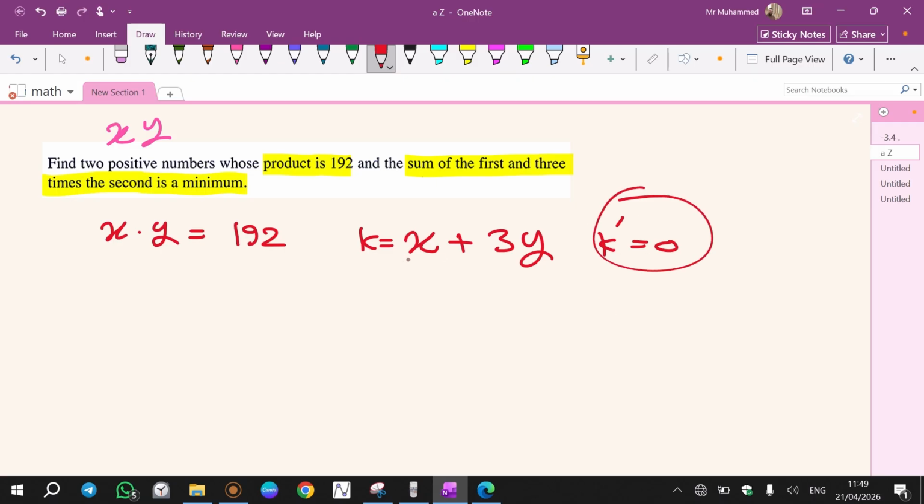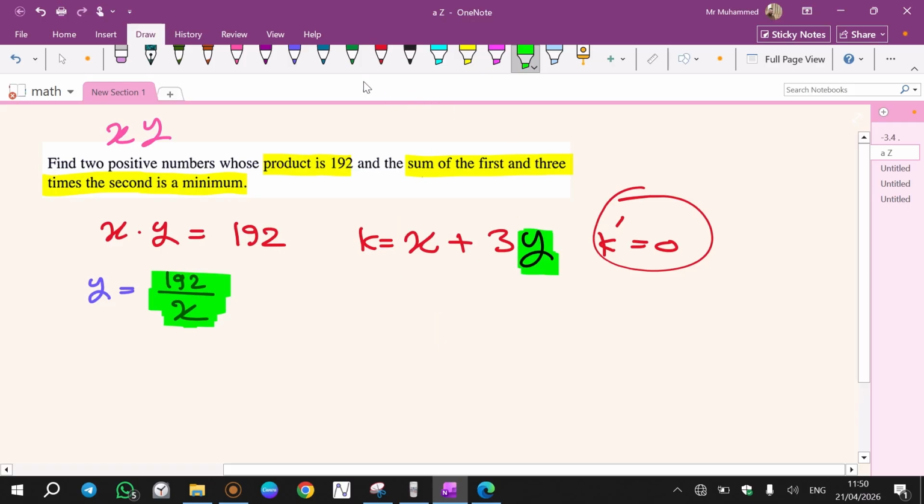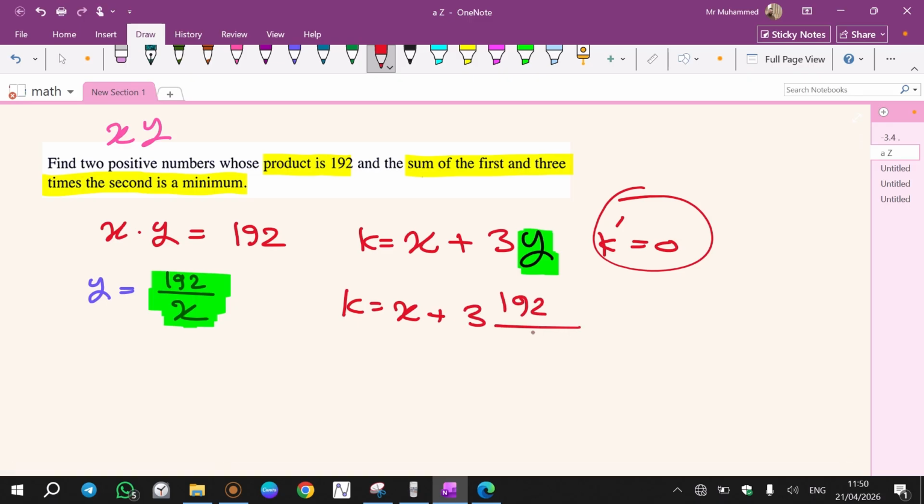Before we do this step, the expression of k should contain only x or only y. Then we can do the derivative. For this purpose, this relation between x and y is given. Now here let's make y the subject, y equal to 192 over x. Now I'm going to replace y with 192 over x, because 192 over x is equal to y. Then k equal to x plus 3 times 192 over x.